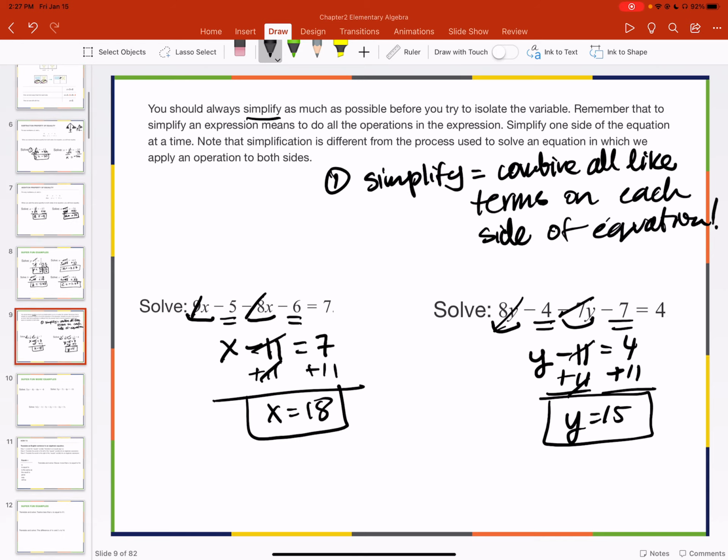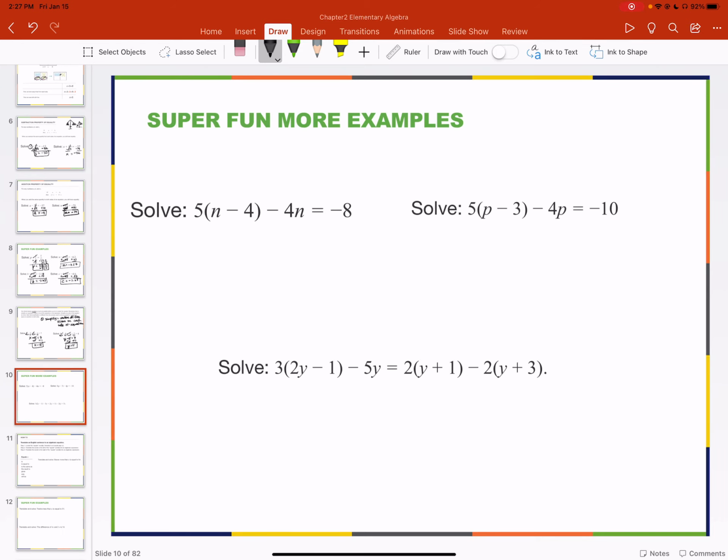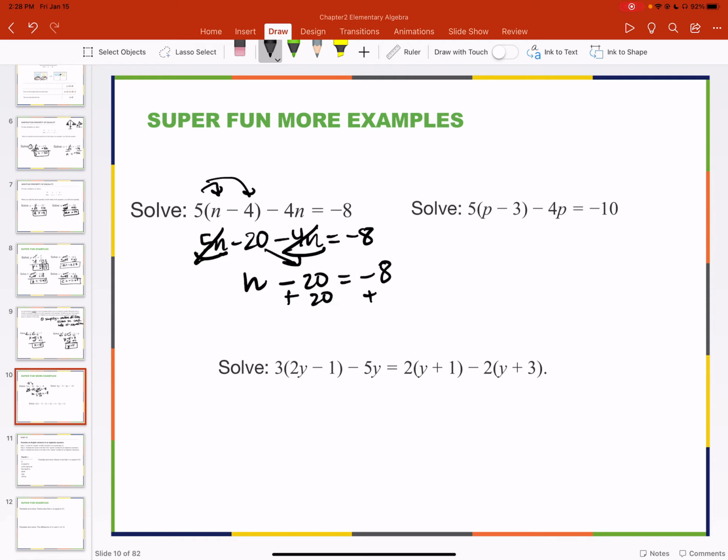Okay. Let's do some more examples. So first thing that we're going to do here is what? On the left side, we're going to simplify the expression on the left-hand side of the equation. And to simplify it, we first need to use the distribution property. So this is going to be 5n minus 20 minus 4n is equal to negative 8. Let's identify the like terms. We have 5n minus 4n, that's just 1n. And we bring down this minus 20 equal to negative 8. And then we just add 20 to both sides. So this is like a two-stepper, right? So we get here n is equal to negative 12.